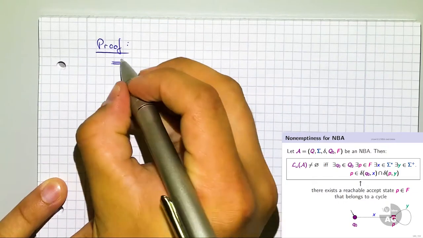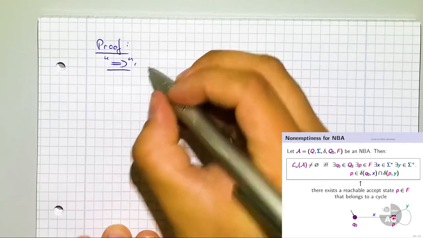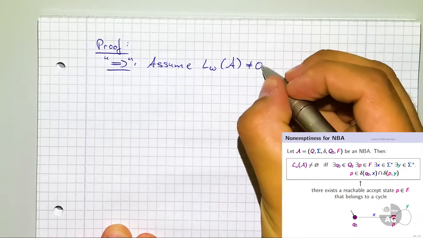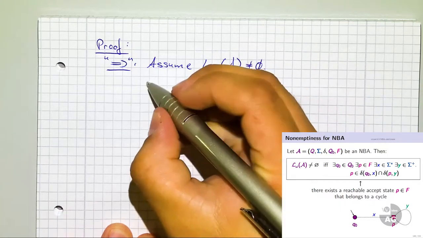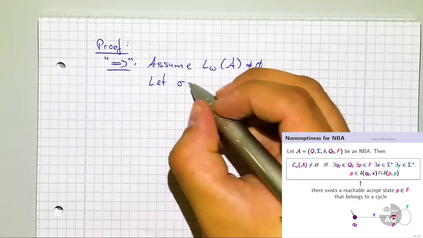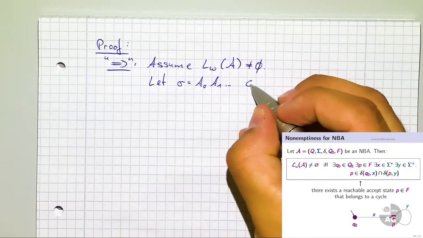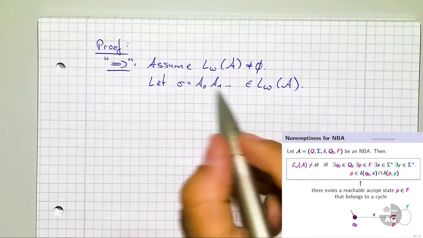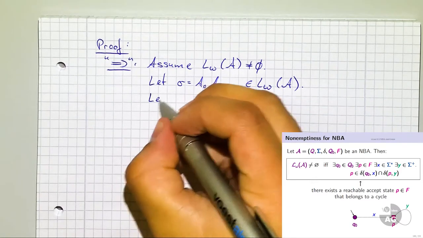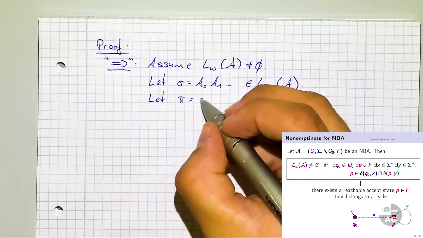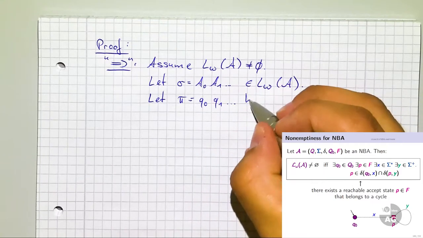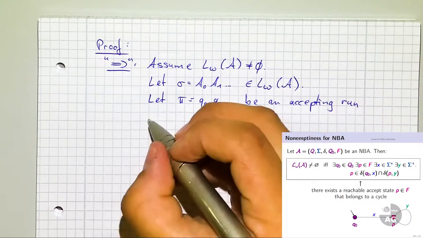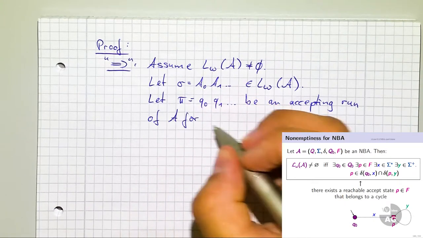Let's start with the direction from left to right. For this, we can assume that the language that the automaton accepts is not the empty set. What does that mean? That means we can take a word sigma, A0, A1, and so on, that is in the language, really just some word. Because this word is in the language, there needs to be an accepting run. So we let pi, Q0, Q1, and so on be an accepting run of the automaton for the word sigma.